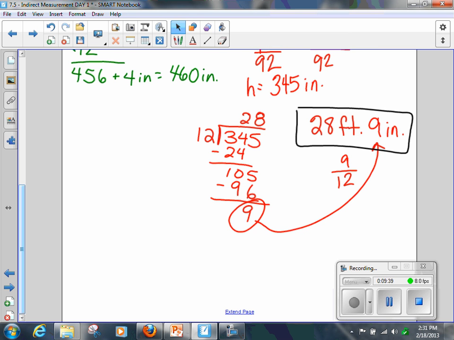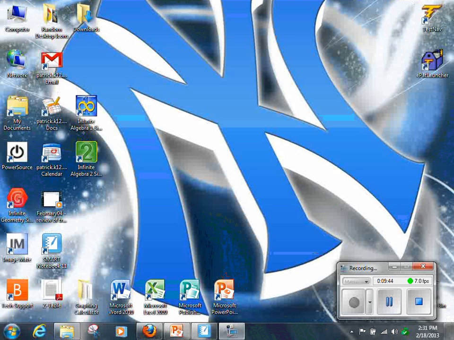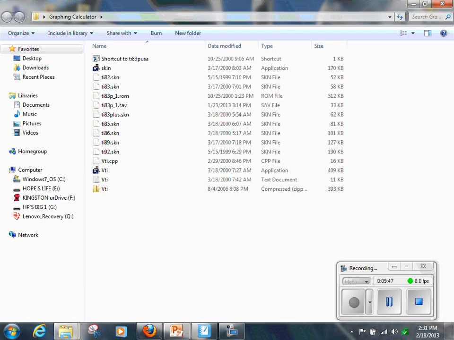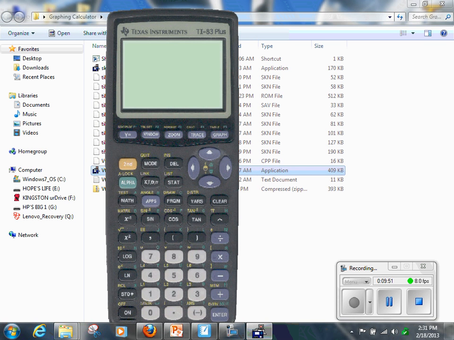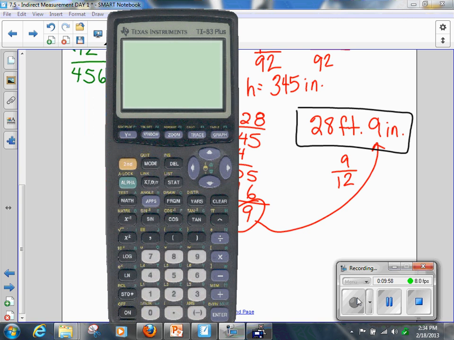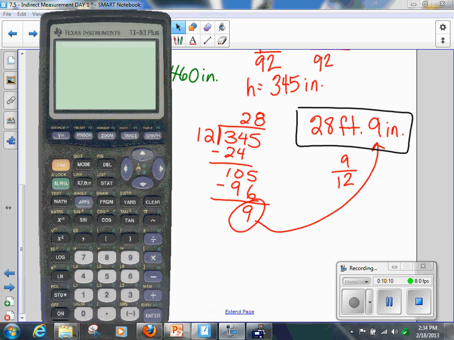Let's see, you guys have the TIs, right? The Texas Instruments calculators? All right, let's look at what it would look like from your perspective. All right, check this out. Here we go. This is what you will see with your calculator, okay? So we've got 345 divided by 12.